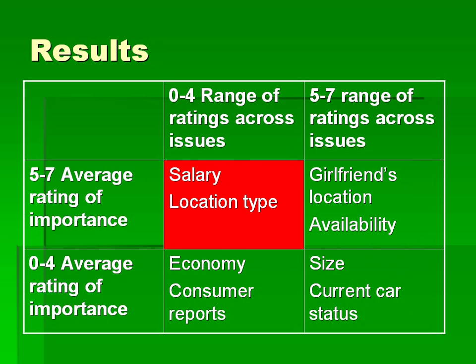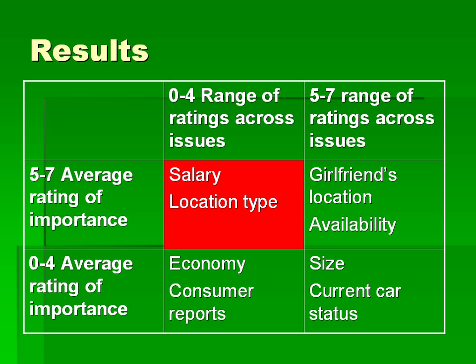For our example, average ratings of importance between 0 and 4 were considered low, and averages between 5 and 7 were high. Low ranges were between 0 and 4, and high ranges were between 5 and 7. Using the previously calculated averages and ranges, the information items have been arranged into their appropriate cells in the table as shown in this display.